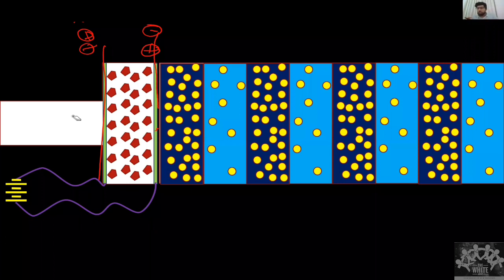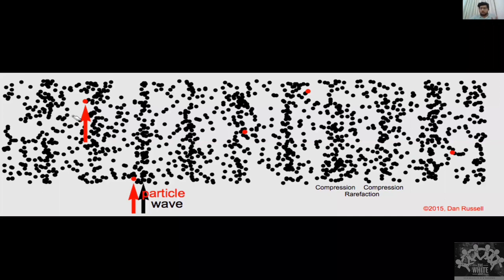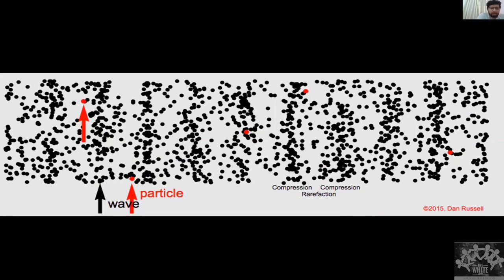So this will be a question: what type of wave is ultrasound? It is a longitudinal type of wave, because the particles are moving parallel to the direction of propagation. Okay, so that's one thing to be known. So the particle displacement is parallel to the direction of the propagation. Okay, so that's how the movement happens.